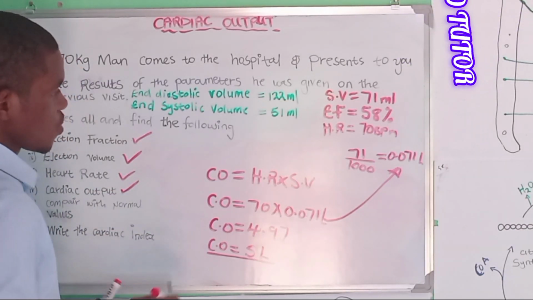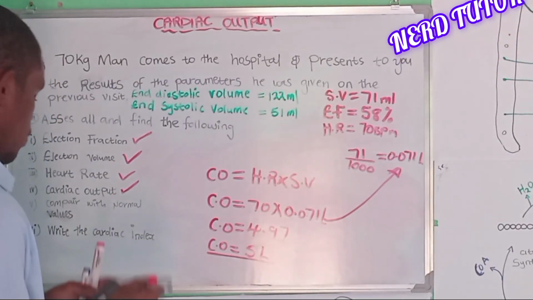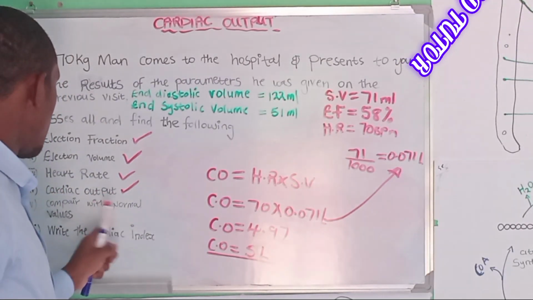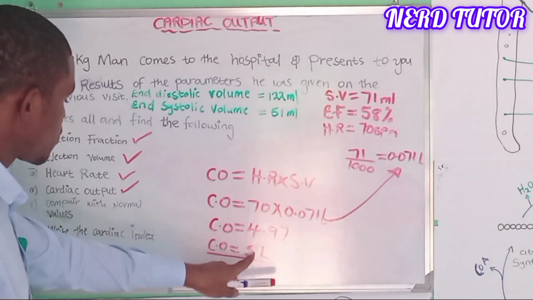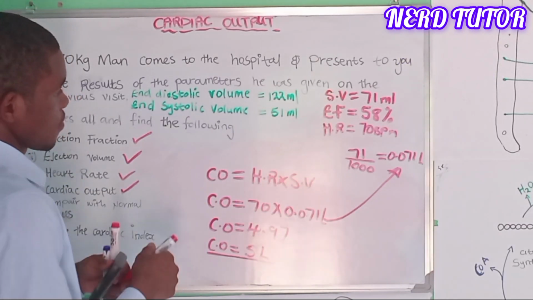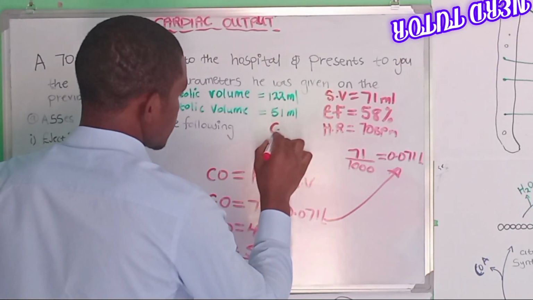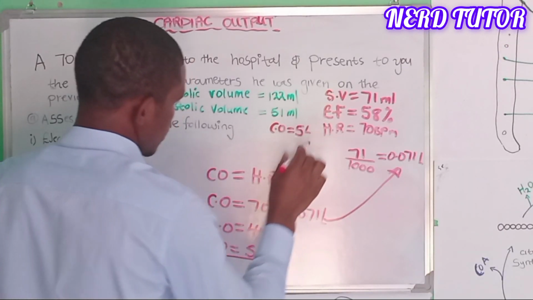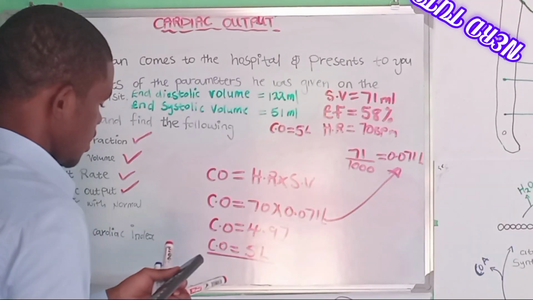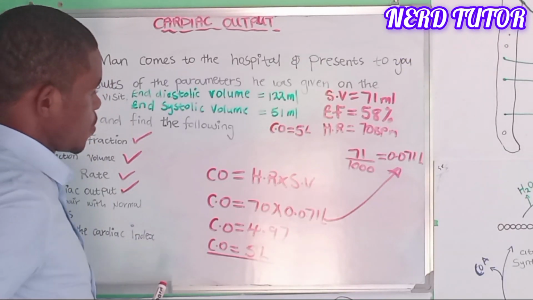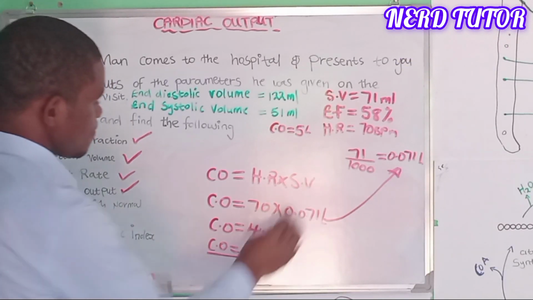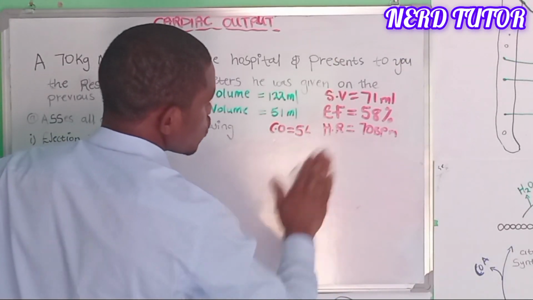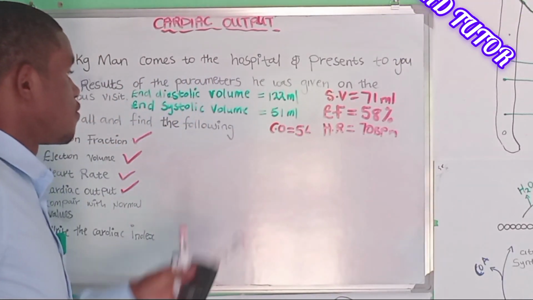So what other questions are remaining here? Now the fifth question is saying to compare with normal values. So let's put this answer there. Our cardiac output is equal to 5 liters per minute. That is our cardiac output. So per minute, 5 liters. Now let us compare to the normal ranges or normal values of these.